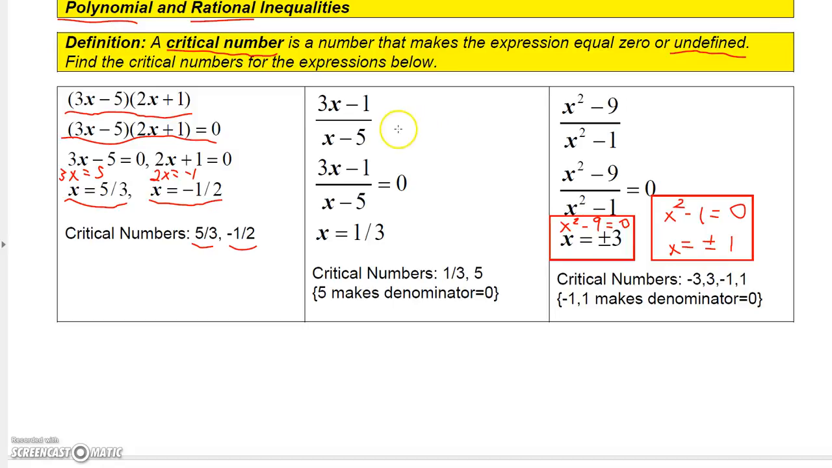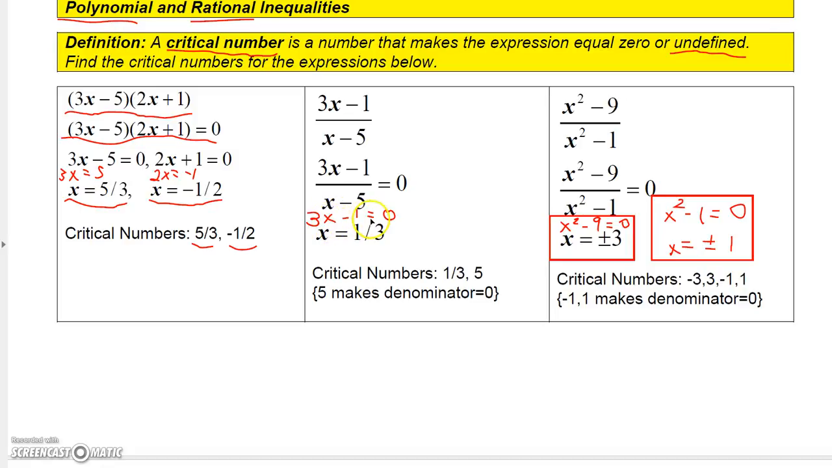Now, if you have a rational expression like 3x minus 1 over x minus 5, then basically what you're going to say is, when does this equal 0? That's where you're going to get one answer. The only way this can be 0 is if the numerator is 0. So basically you're going to be solving the equation 3x minus 1 equals 0.